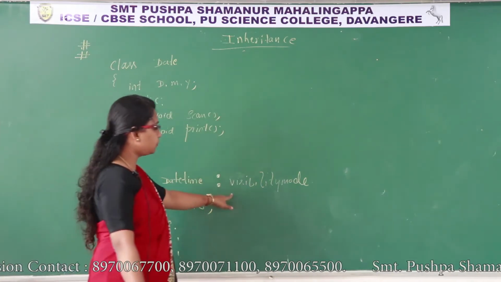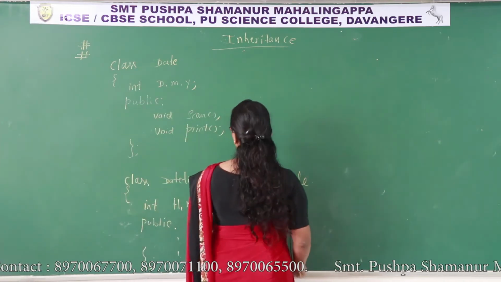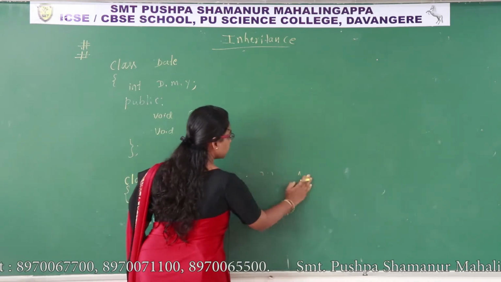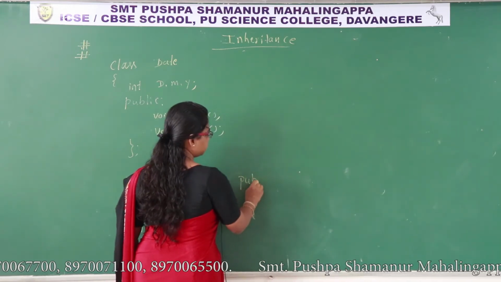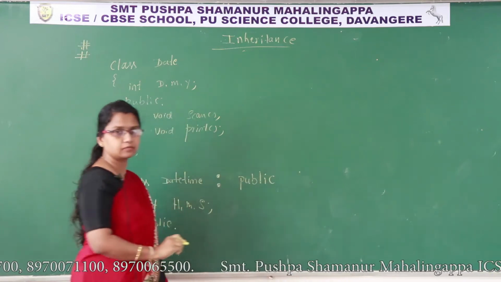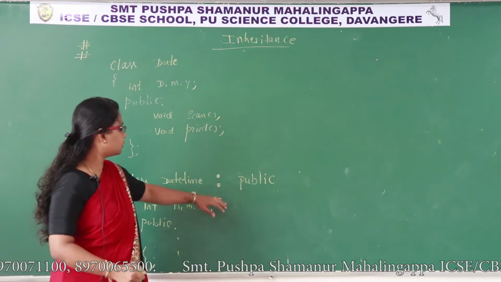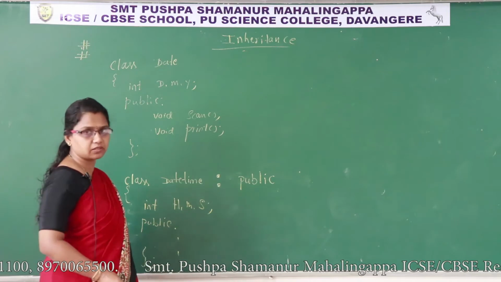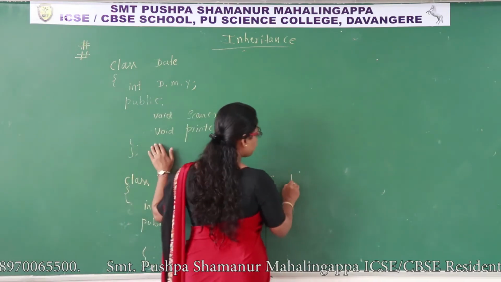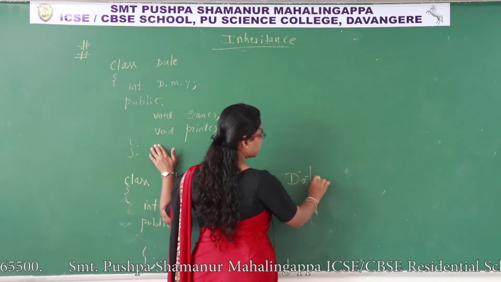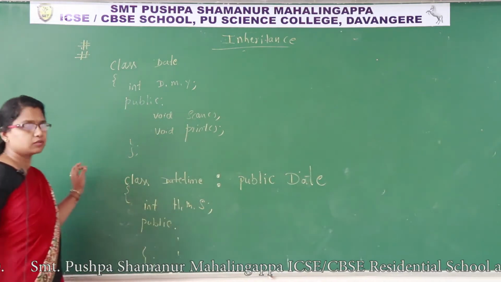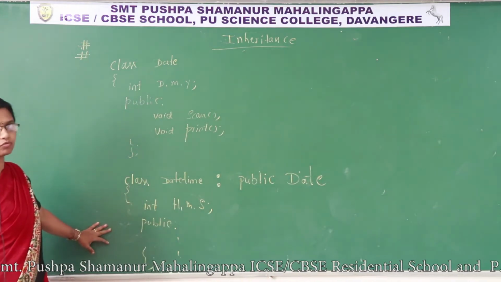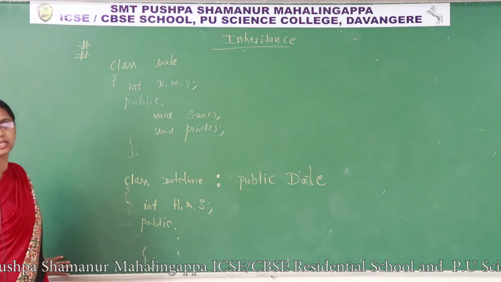So here, visibility mode, I told you private, public or protected. Any of these we can use here. Now I'll use public. Usually we have taken the public access specifier, and whose properties are you going to inherit? Date. So what would be the syntax of deriving a class from an existing class?